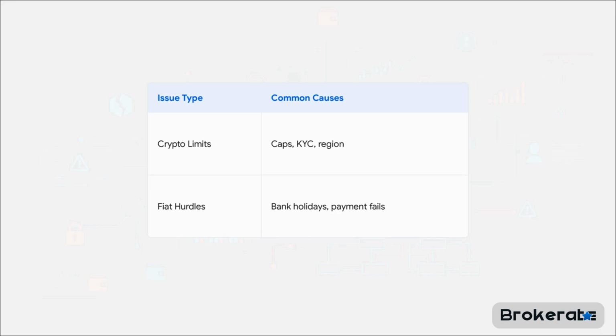Look at the crypto account limits. Those are algorithmic. They are strictly tied to exchange policies, like your daily withdrawal caps, your KYC tier, or regional travel rule checks. But then look at the fiat cash out hurdles. Suddenly, you're crashing headfirst into the traditional banking system. We're talking bank holidays, weekends, third-party payment processor crashes, or strict name mismatches between your exchange and your bank account. Sometimes an exchange just loses its fiat banking relationships out of nowhere. You're basically stepping out of a 24/7 digital environment and hitting a wall of traditional 9 to 5 banking hours.